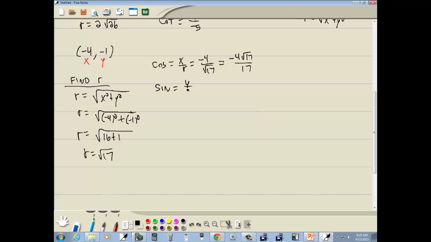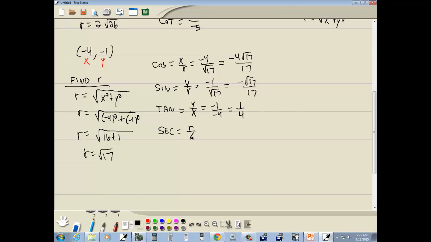Sine is going to be y over r. So that'll be negative 1 over square root of 17. And multiply top and bottom by the square root of 17. So that gives us negative square root of 17 over 17. Tangent is y over x, which would be negative 1 over negative 4, or simply 1/4.